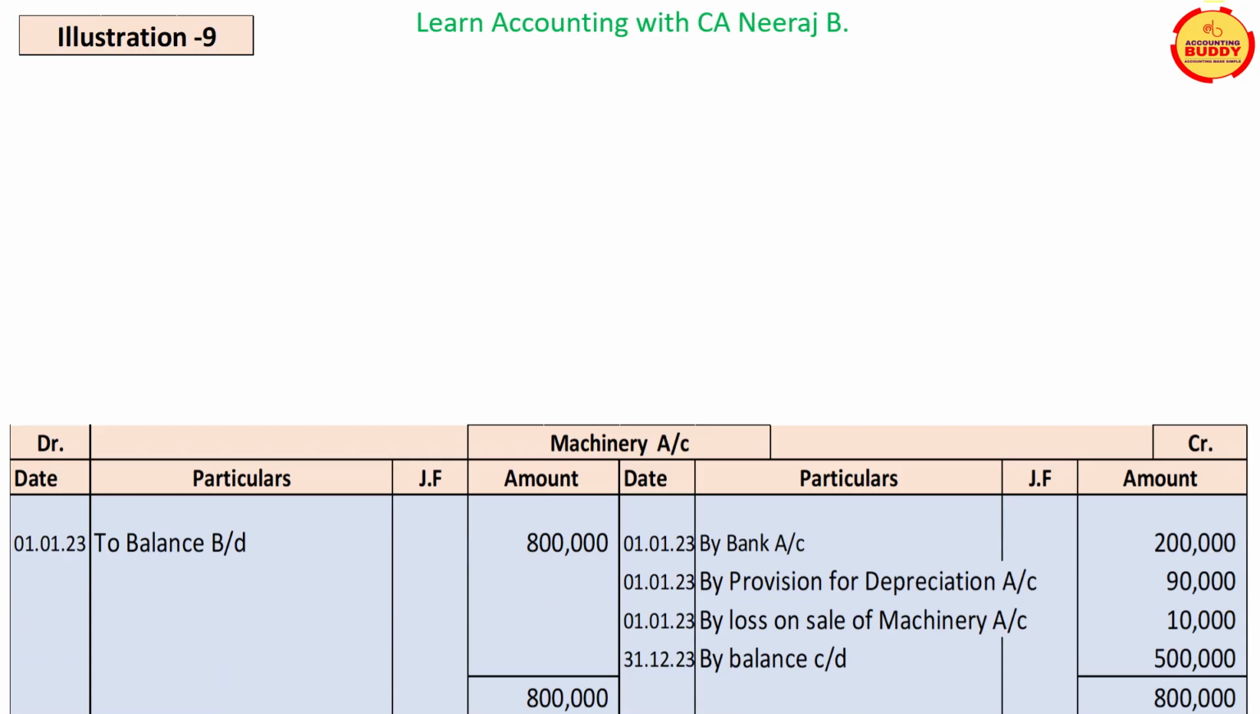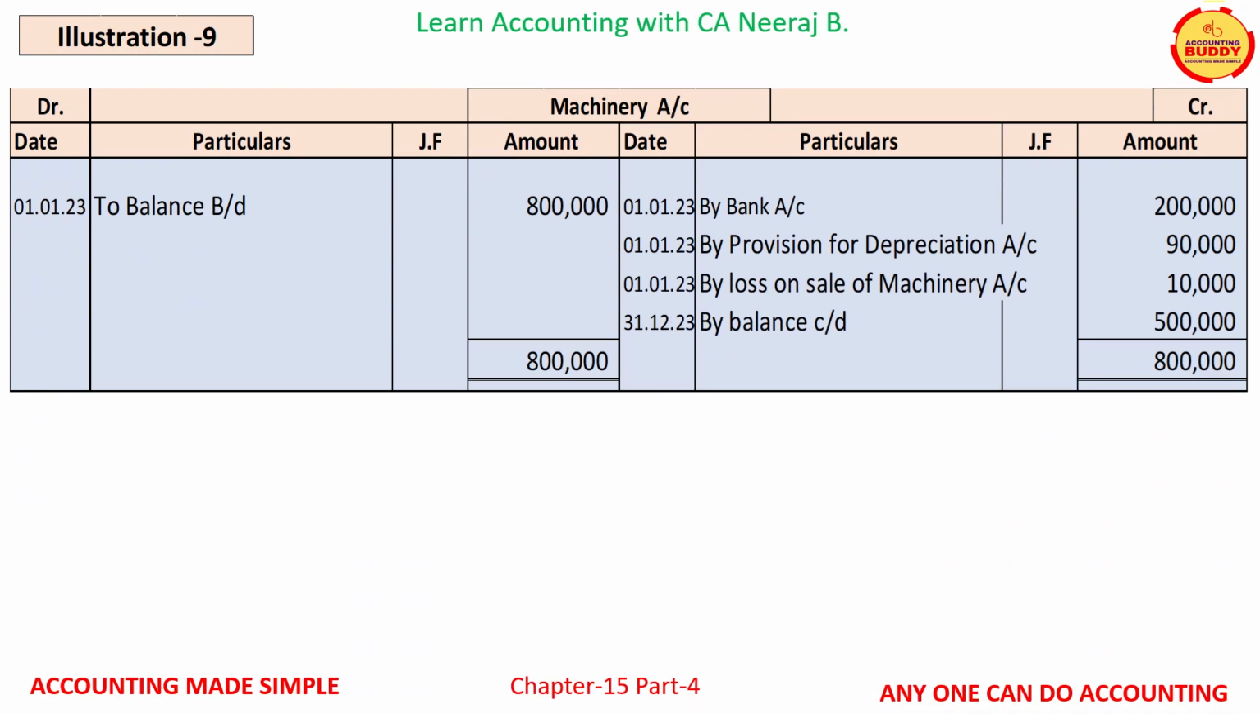The machinery ledger account is displayed on your screens. On 1st January 2023, the opening balance of $800,000 is recorded on the debit side of the account by writing the words "to balance brought down." Sale proceeds of $200,000 on 1st of January 2023 is posted on the credit side of the machinery account by writing the words "by bank account."